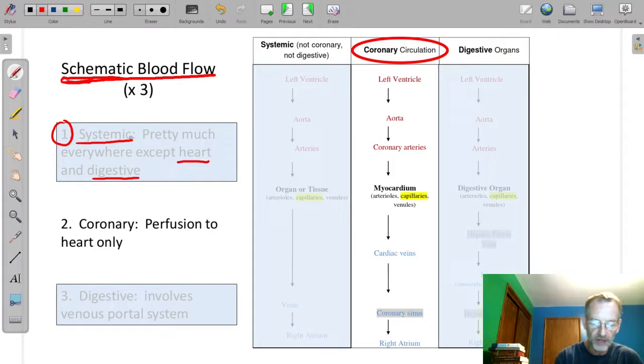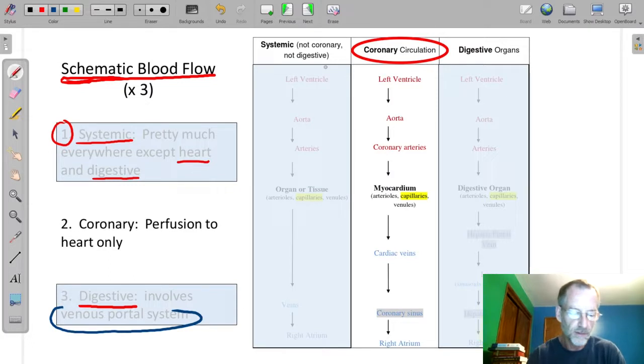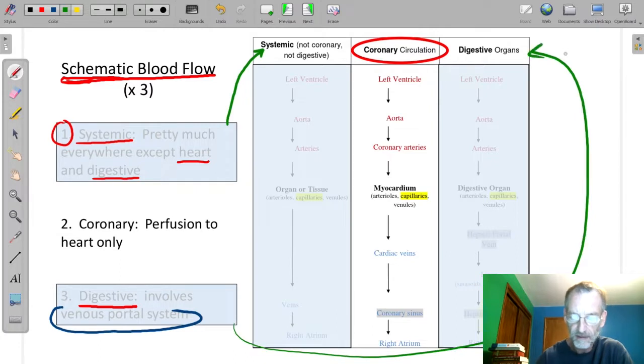And we can do some more with that. And then there is the digestive blood flow. That's a little bit unique in that it involves a venous portal system that we'll talk about. So those two boxes are faded out. Here's the systemic, and the digestive is over here. And we will be talking about the coronary circulation in the middle.